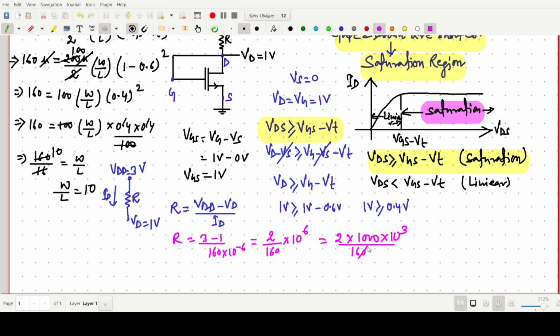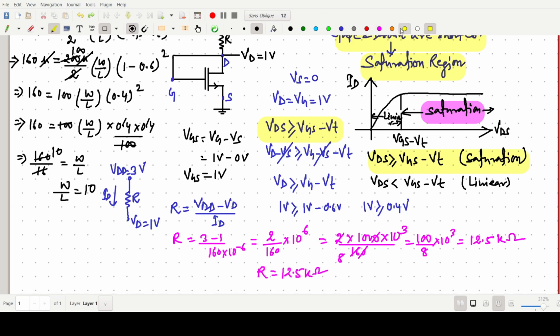So it should be 2 by 160 times 10 to the power 6, or one can also write it as 1000 times 10 to the power 3, because most of the time we have to write in kilo. Like that, 100 by 8 times 10 to the power 3. So 100 by 8 is simply 12.5, and this is kilo, so kilo ohm. The R value will be 12.5 kilo ohm. So like that we can design the value of R, meaning R should be 12.5 kilo ohm for 160 microampere current with VDD 3 volt and VD 1 volt.